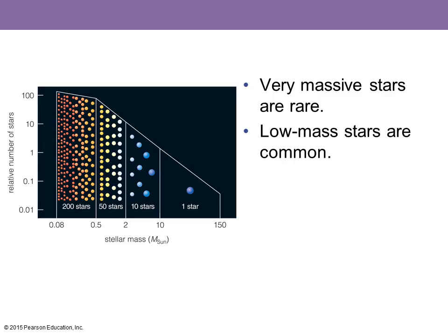Very massive, as you can see by the diagram here, very massive stars are rare. Low mass stars seem to be more common. At least that's what we found in the survey of the skies. So in the diagram here you see between 0.08 solar masses, sun masses, and 0.5 sun masses, we have 200 stars. Between 0.5 and 2, 50 stars. Between 2 and 10 solar masses, 10 stars. And only one star that might be between 10 and 150 solar masses. So the relative number of stars definitely decreases when you're looking for more massive stars.